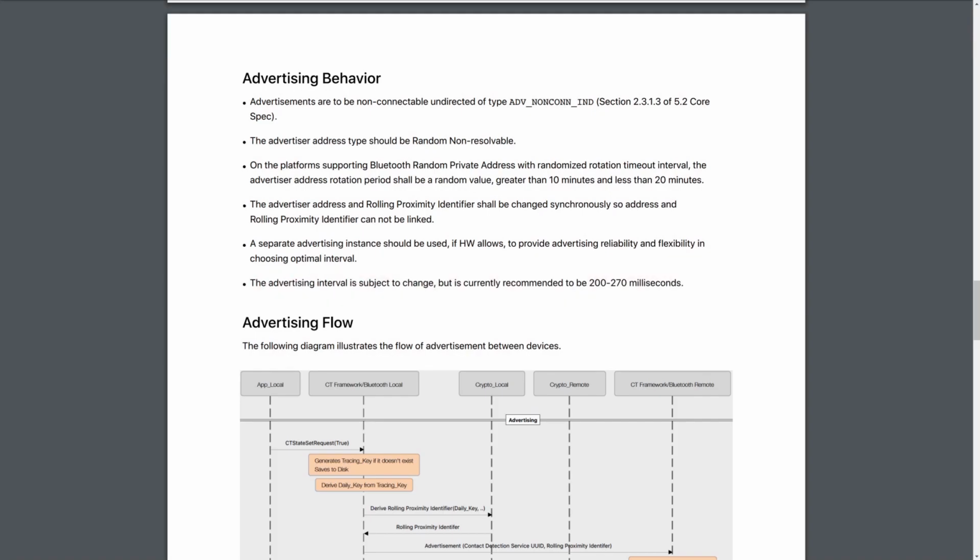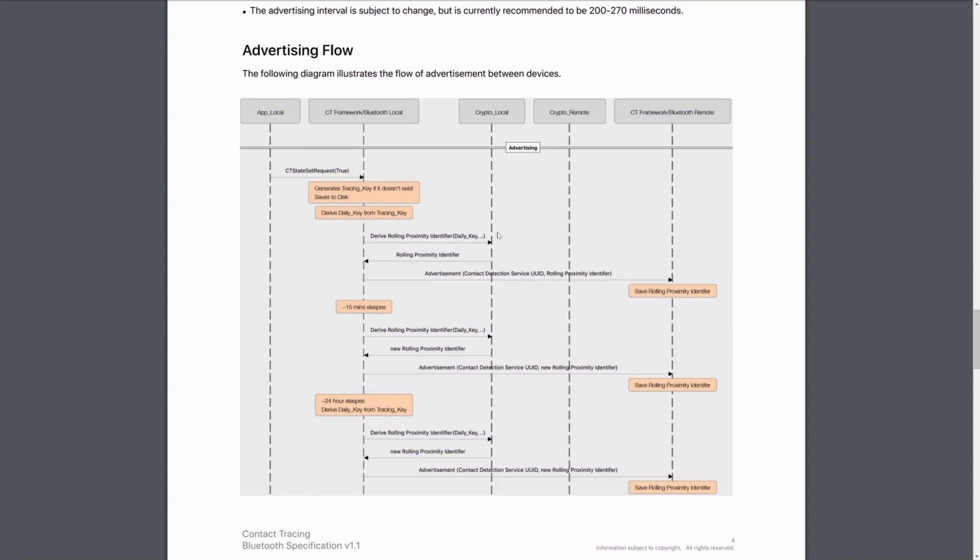Now we can look at the advertising flow. So this is a flow diagram of how the advertising sequence of the contact tracing service will work. This is the Bluetooth advertising mode for this service. So how does it start? We're in the application, which is the health authority's application that we have. And then we start off with the CT state set request. What this does is it generates the tracing key if it doesn't exist and saves it to our disk. Then we can derive the daily key from the tracing key, which then we can derive the rolling proximity identifier from the daily key. We then get that back. Then we can start advertising.